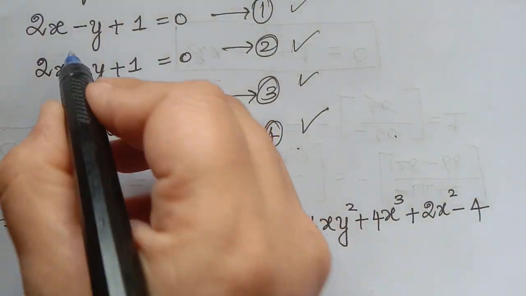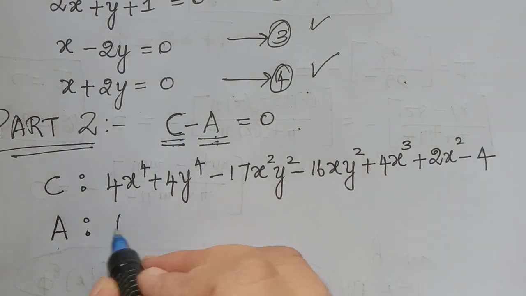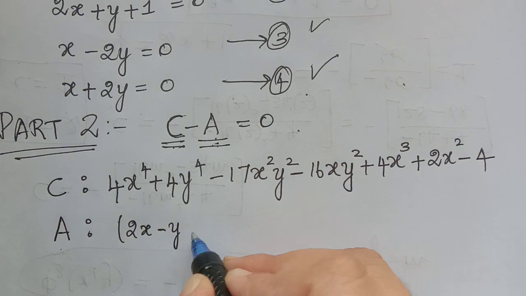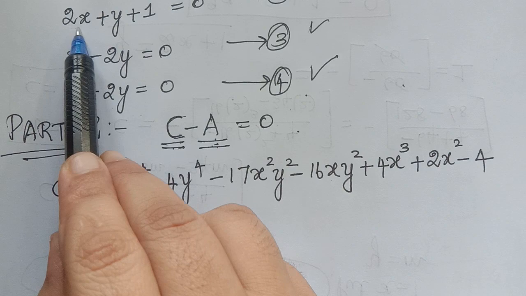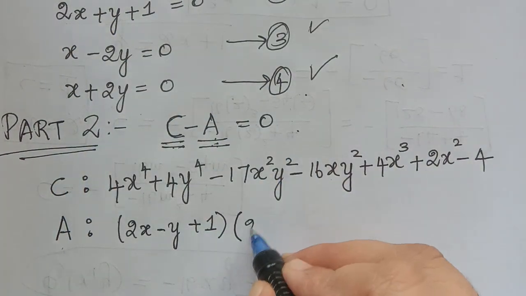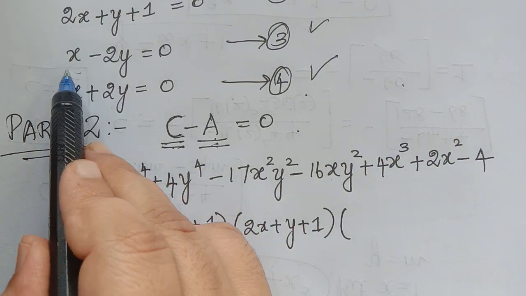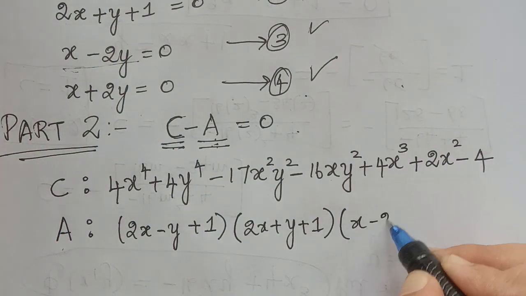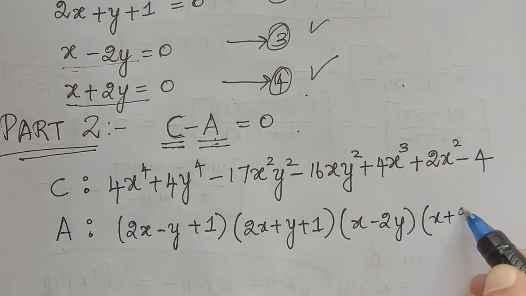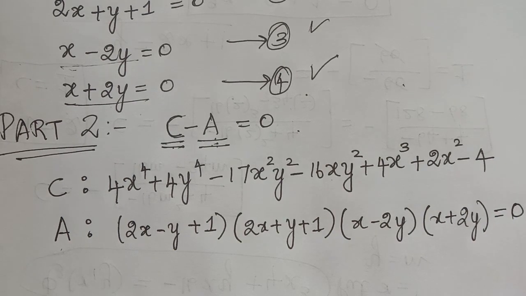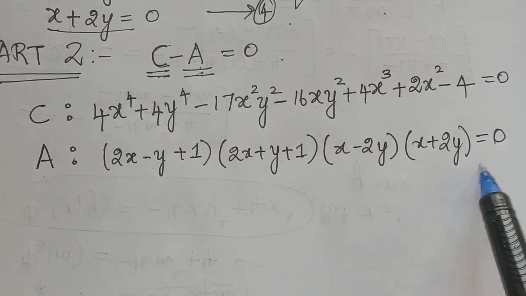That is, the first asymptote is what? 2x minus y plus 1. So, we have to write that 2x minus y plus 1 multiplied with the second asymptote, this one, 2x plus y plus 1, multiplied with the third asymptote, this one, x minus 2y, multiplied with the fourth asymptote, x plus 2y is equal to 0. So, this is the curve C and this is the combined equation of the asymptotes.